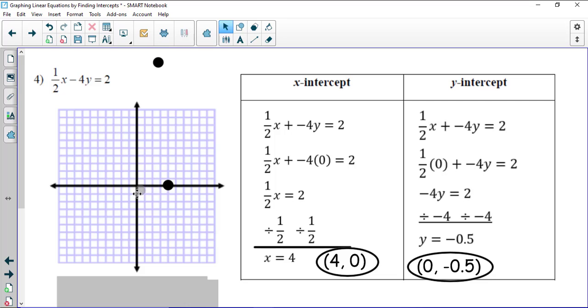Now you can see my dot is a pretty big dot here since we have a small graph, so we're going to just squeeze that right in the middle of 0 and negative 1. And then again, we're going to connect those points and form our line.